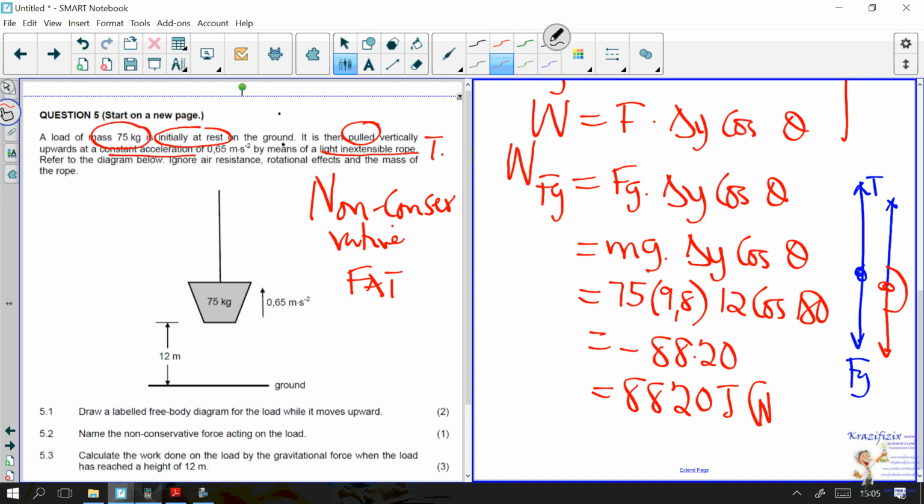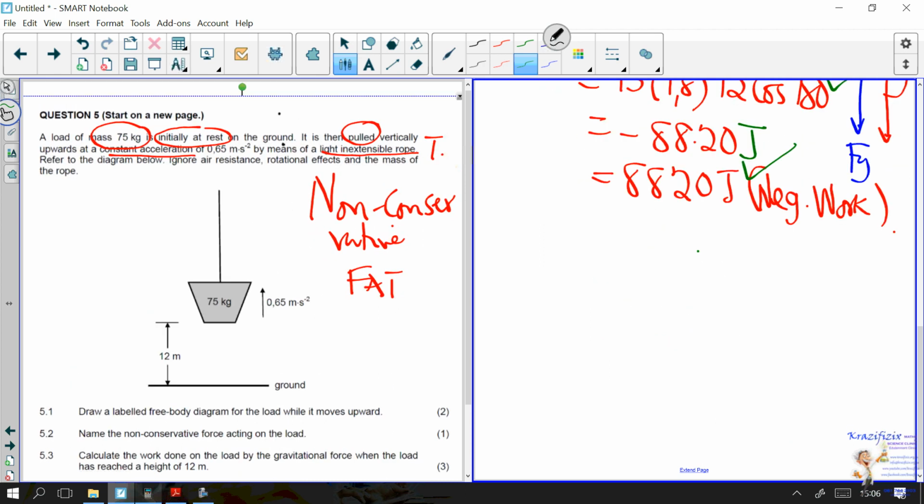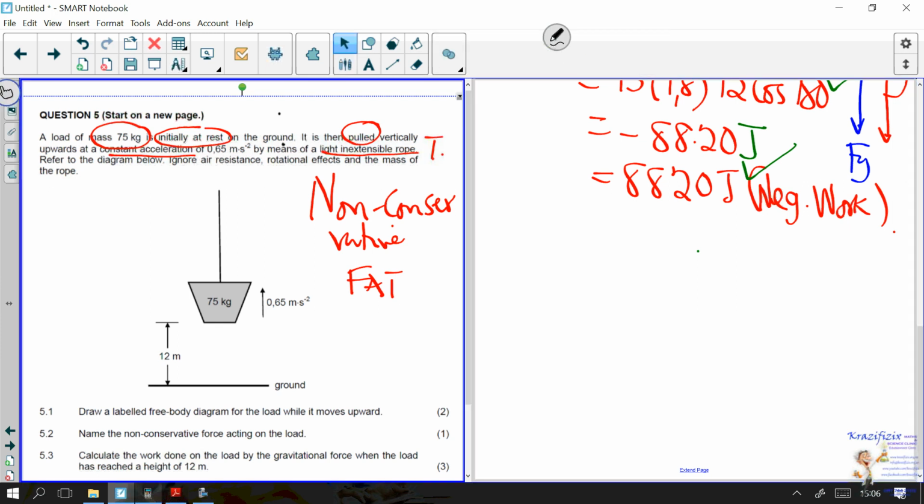But we can just say it is negative work done. You have 3 marks there: 1 mark for the formula, 1 mark for the substitution, and 1 mark for the answer. You can even leave your answer like this. That's very, very straightforward. Let's check what the next question is asking us to do.